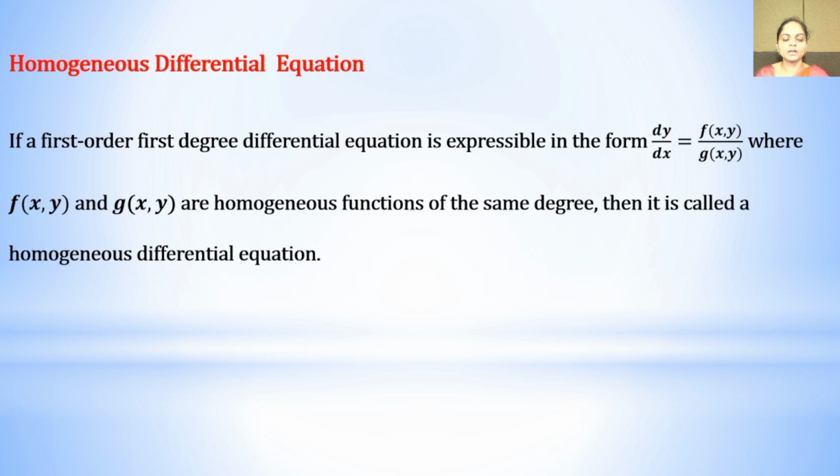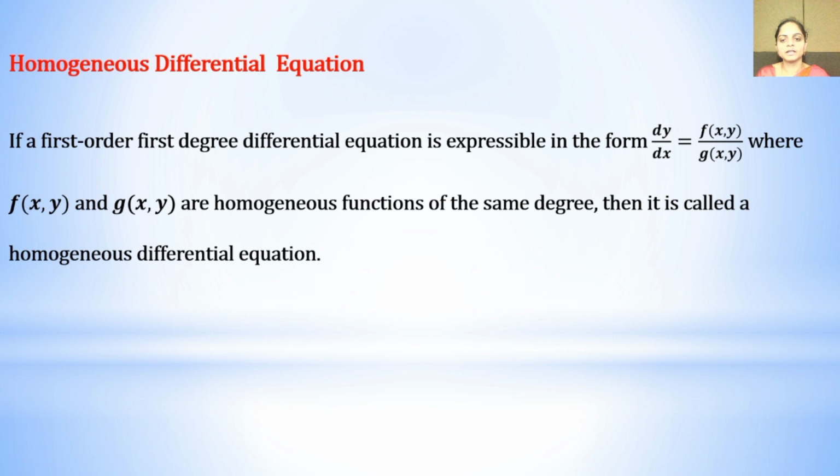Now we see our next point, which is homogeneous differential equation. First we see what is the homogeneous differential equation. If a first order first degree differential equation is expressible in the form dy by dx equal to f of xy divided by g of xy, where f of xy and g of xy are homogeneous functions of the same degree, then it is called a homogeneous differential equation.